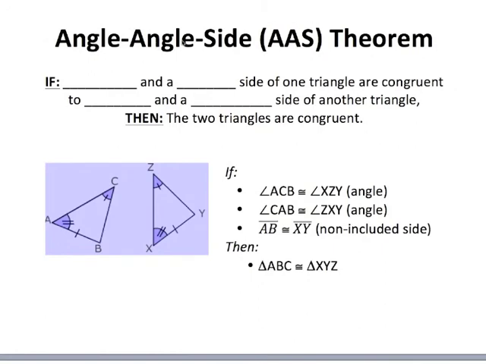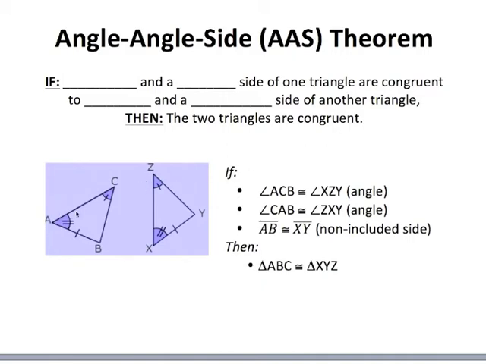The angle-angle-side theorem, also known as AAS. This theorem states that if two angles and the non-included side of one triangle are congruent to two angles and a non-included side of another triangle, then the two triangles are congruent. So here's where we're using a non-included side.